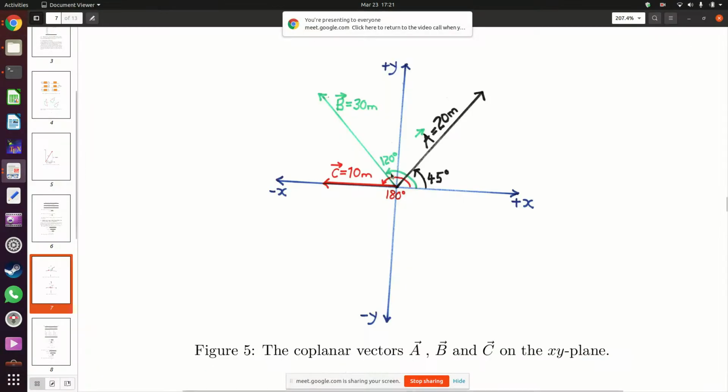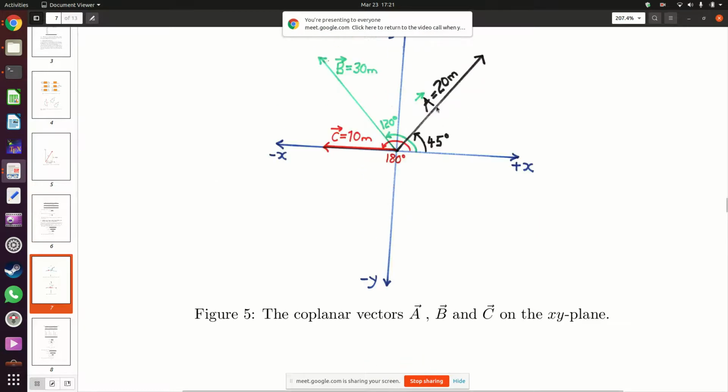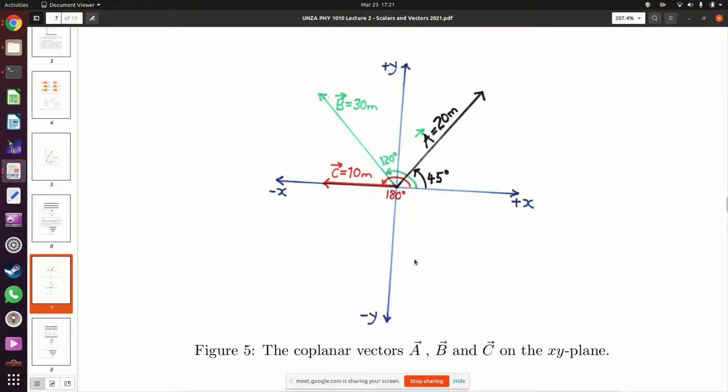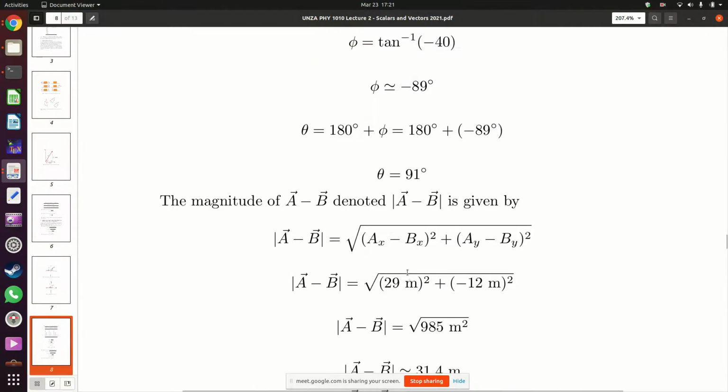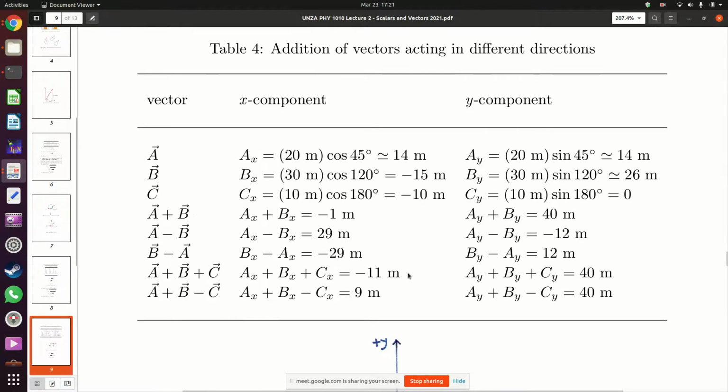Armed with this information of each vector, what is its size and the angle it makes with the positive x-axis, or in other words, direction, we can work out how much each of these vectors are along the x-axis and along the y-axis. So basically, we can find out how much each vector is along the x-axis and along the y-axis by working out the components of each of these vectors. And that is what we are going to do next in this table here.